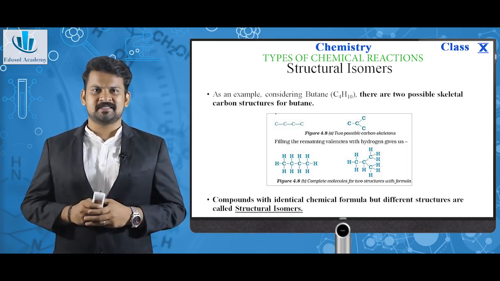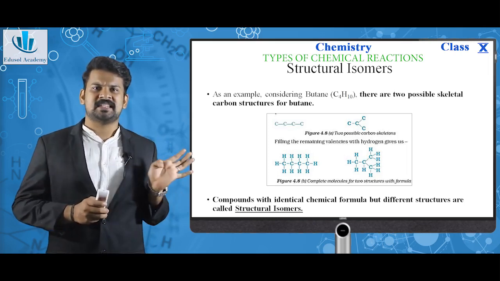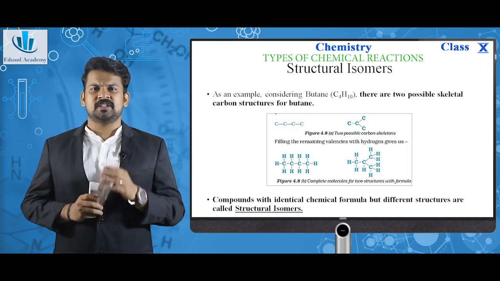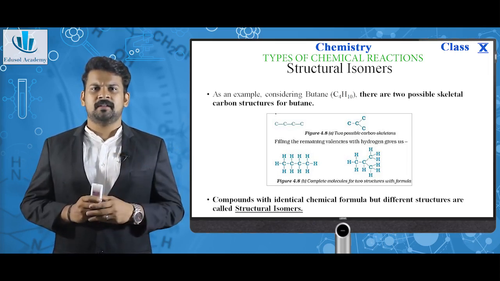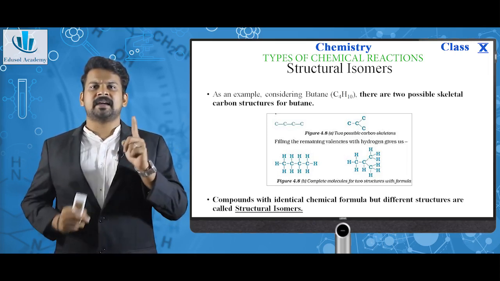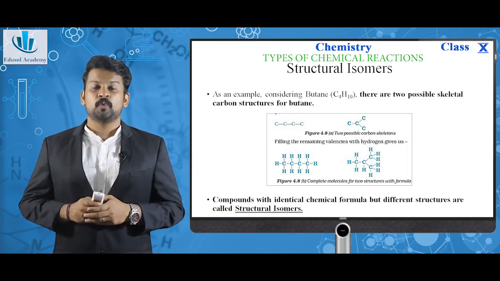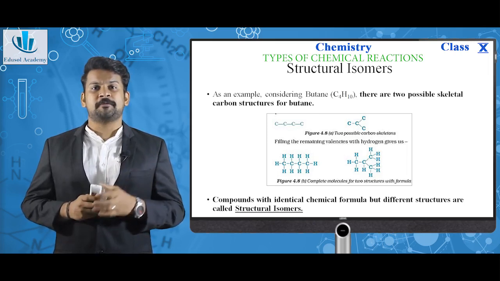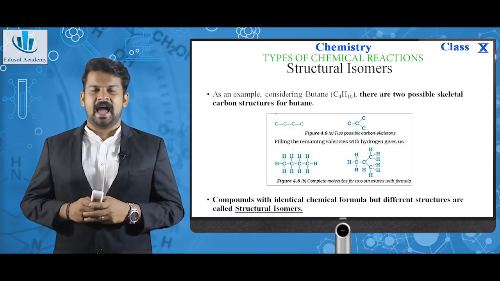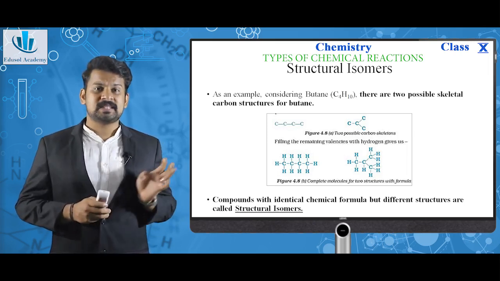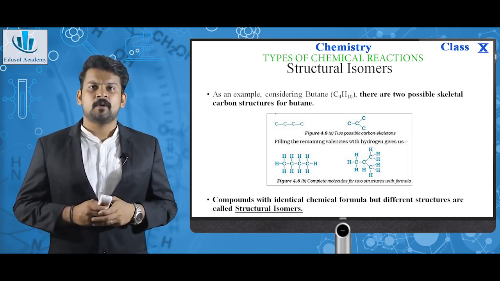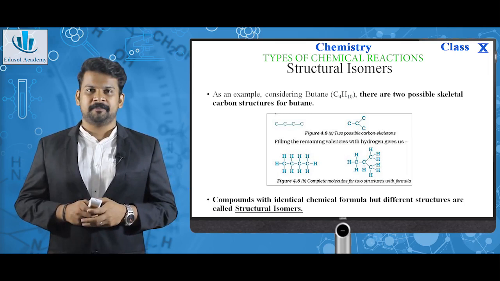Another possibility is drawing the structure as you can see in the picture, with 2 carbons in one line and 2 carbons as diagonals. So the same number of carbon atoms has 2 different skeletal structures. Adding hydrogens, the formula also remains the same. As you can see in the picture, both structures have the C4H10 formula.